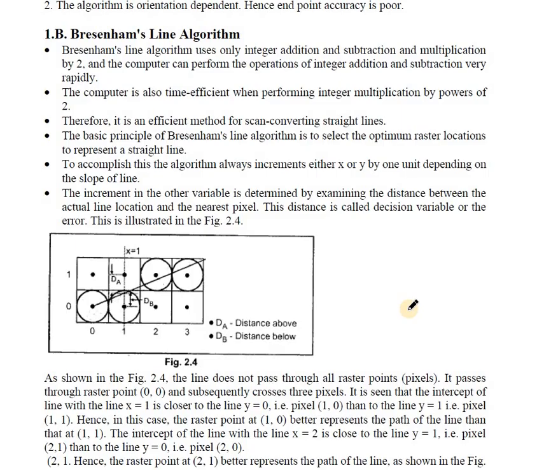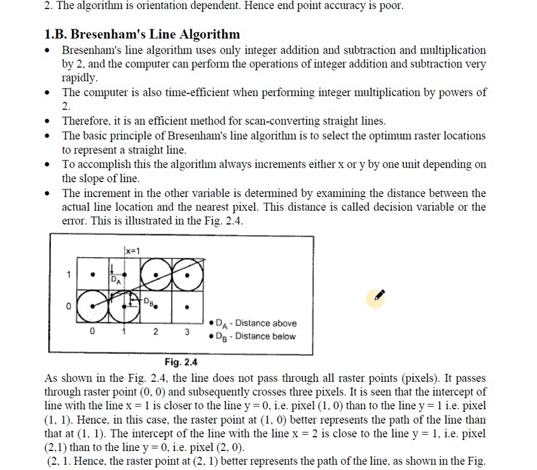Bresenham's line drawing algorithm says that we will use only integer arithmetic, and the major focus is on addition and subtraction operations and multiplication by 2. These operations are performed very rapidly by your system. If I compare DDA line drawing and Bresenham's line drawing, Bresenham's line drawing will give you a better output.